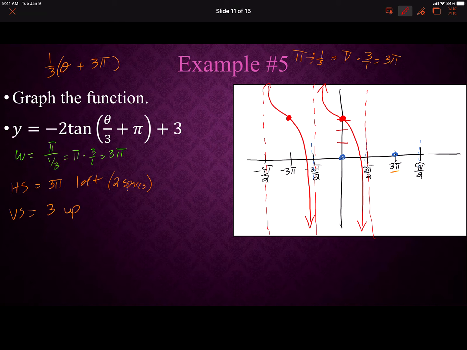All right, so that's what our shape is going to look like for our tangent curve. Again, we identify the horizontal shift based on the information given to us, and then we get to go at it from there for where everything is going to move around. All right, so let's take a look at another one.